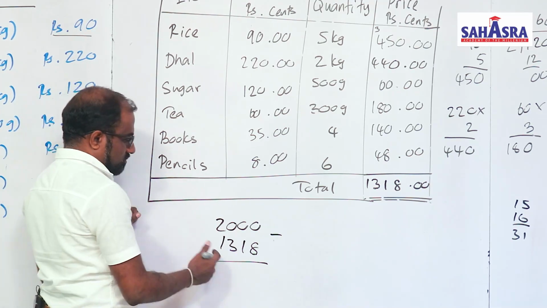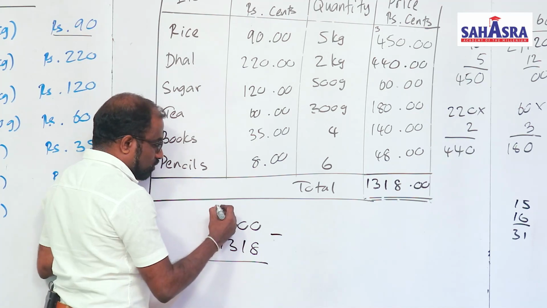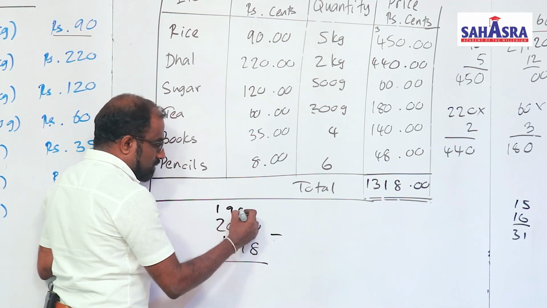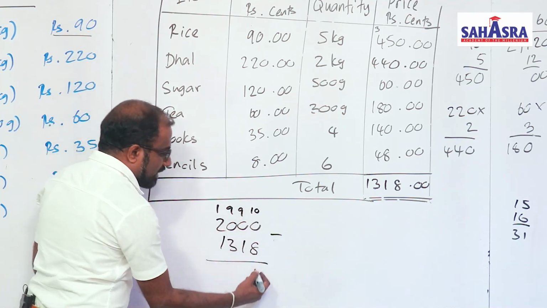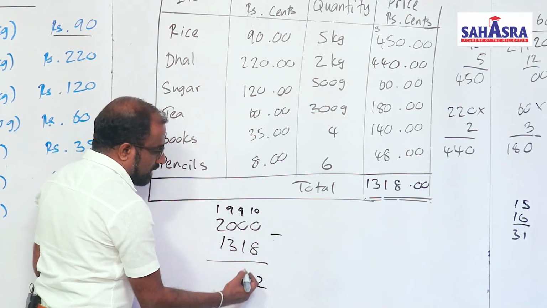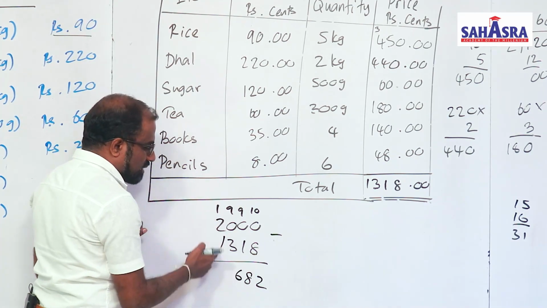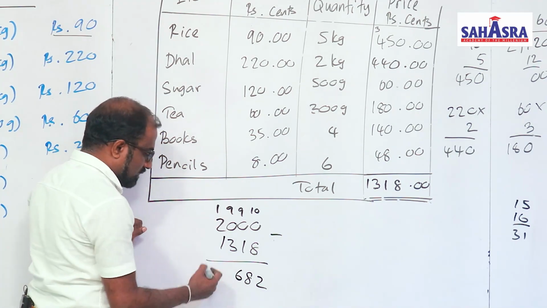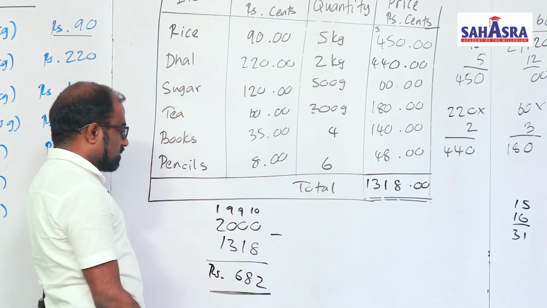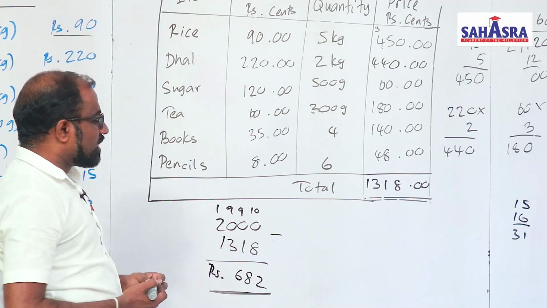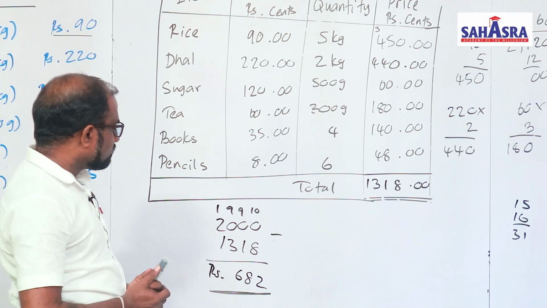So you have to take one from here. 2 becomes 1. These numbers become 9. The last number becomes 10. 10 subtract 8, 2. 9 subtract 1, 8. 9 subtract 3, that is 6. 1 subtract 1, 0. So what is the balance someone should receive? 682 rupees. Okay, children? So that's it.